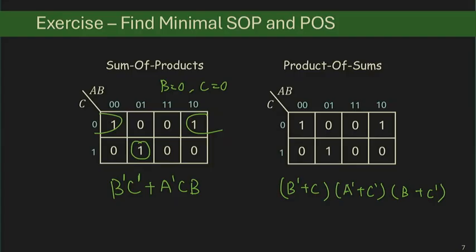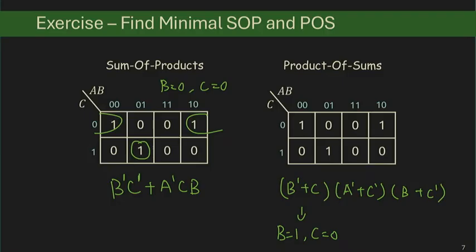Again, let's verify this solution. B prime plus C corresponds to the positions. Now we were trying to build a POS, so we're looking for zeros. B prime plus C corresponds to the position in the Karnaugh map when B equals 1 and C equals 0. Again, when we deal with sum terms, the way we interpret the position is the opposite of how we handle products and minterms. B equals 1, C equals 0.